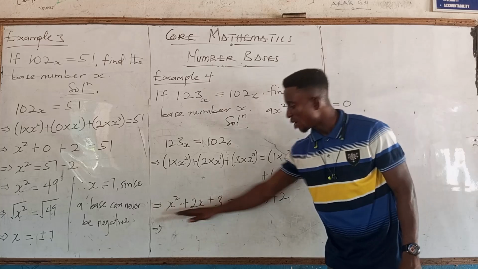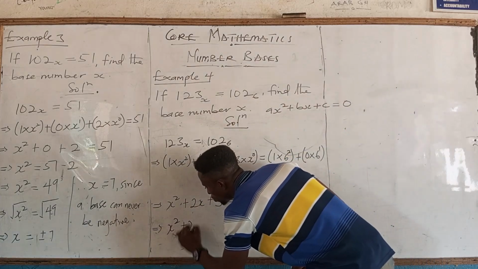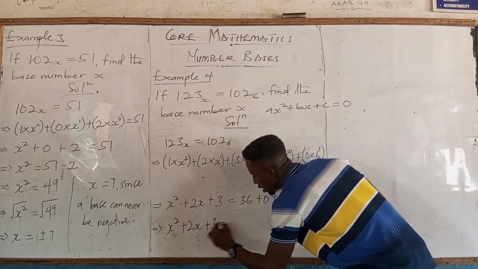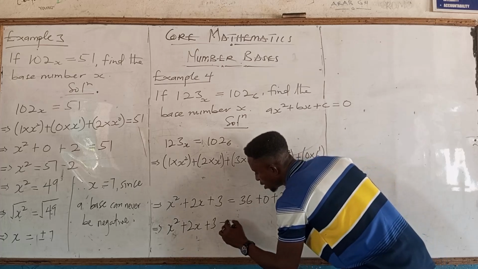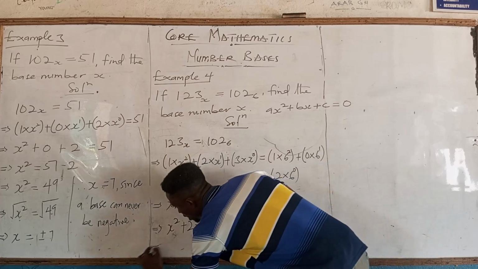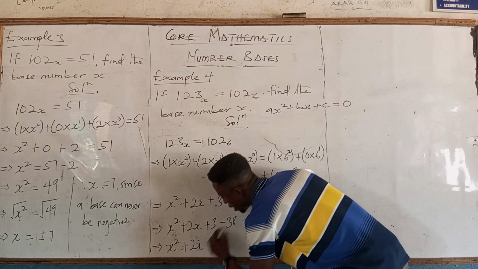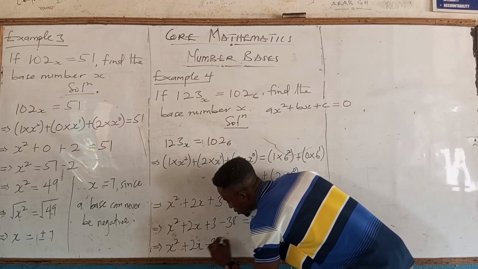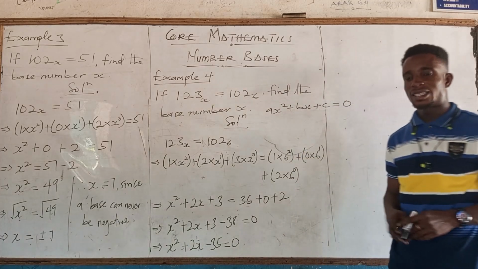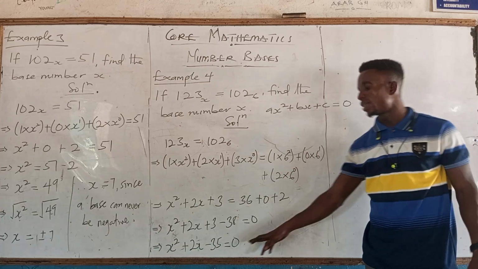So we can write this one too in that form by having x squared plus 2x, then this one crosses plus 3, then minus this plus that. That's minus 38, which is equal to 0. And this one will get us x squared plus 2x minus 35 is equal to 0. Are we getting that? So this is now in the standard form of a quadratic equation.